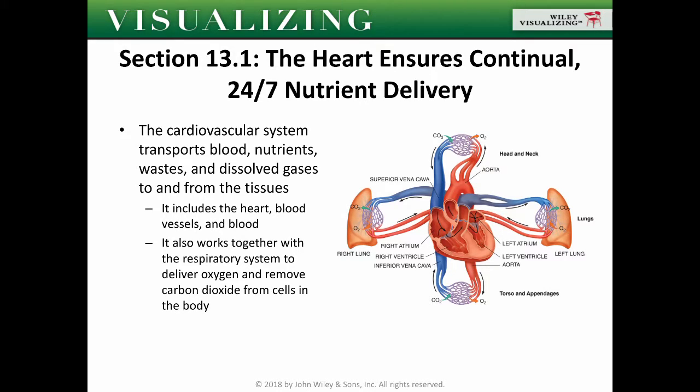The cardiovascular system also works closely together with the respiratory system to deliver oxygen and to remove carbon dioxide from the cells in the body.